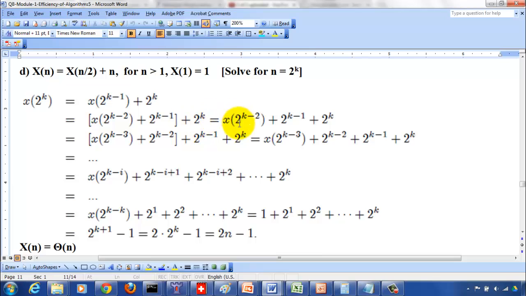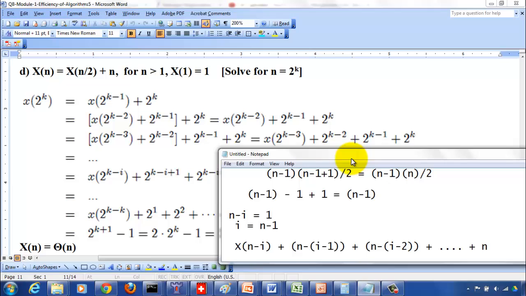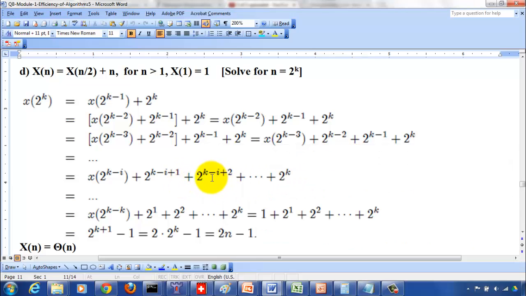So again I can substitute for x of 2 to the k minus 2 as x of 2 to the k minus 3 plus 2 to the k minus 2. You see here 2 to the k, 2 to the k, 2 to the k minus 1 is for x. So this x of 2 to the k minus 2 is x of 2 to the k minus 3 plus 2 to the k minus 2. Okay, so I can keep on doing that. So it is x of 2 to the k minus i, like see 3, then 3 minus 1, 3 minus 2, like that. x of 2 to the k minus i plus 2 to the k minus i minus 1, with parentheses inside. But I can say that it is k minus i plus 1, then i plus 2 and so on.